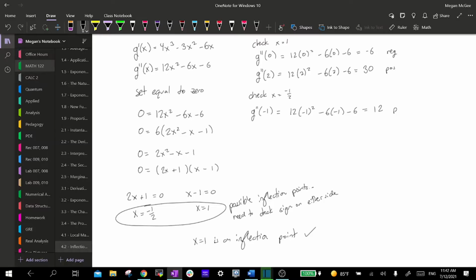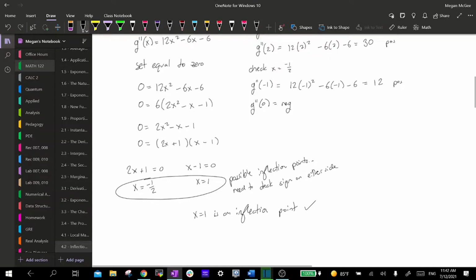And if we want the right-hand side of x is equal to negative 1/2, well, we could do 0. And we already know what g double prime of 0 is. We know that it's negative. So we change from positive to negative at x is equal to negative 1/2. So x is equal to negative 1/2 is also an inflection point.